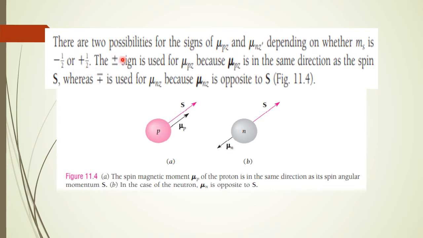The plus-minus sign is used for μpz because μpz is in the same direction as the spin. Look at this figure. μp and s are in the same direction. Whereas minus-plus is used for μnz because μnz is always opposite to s. So here, look at this figure. μn is in this direction and s is opposite to that. So these are the important differences between the magnetic moments of proton and neutron.